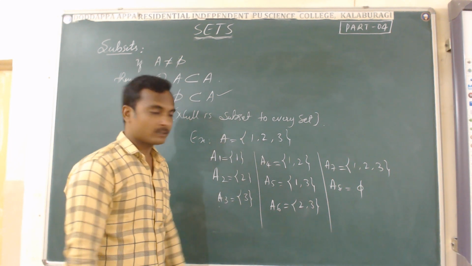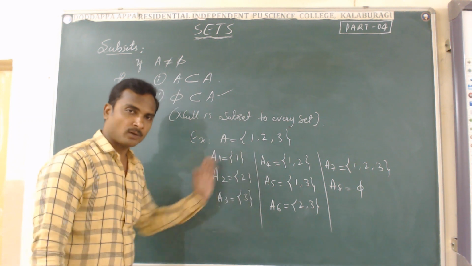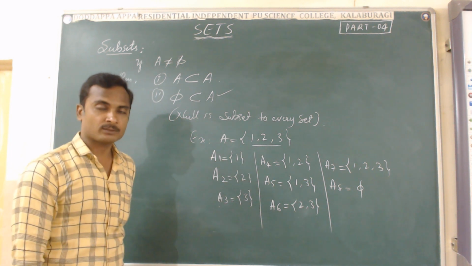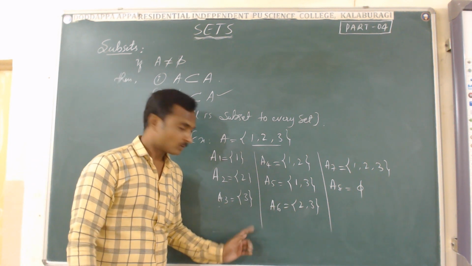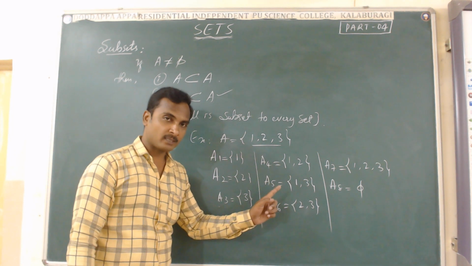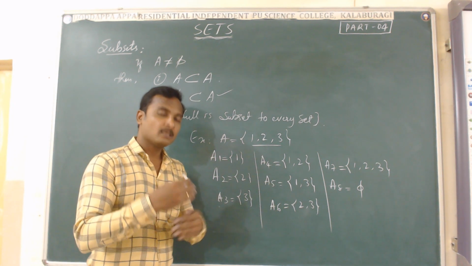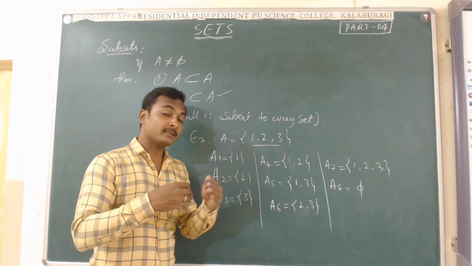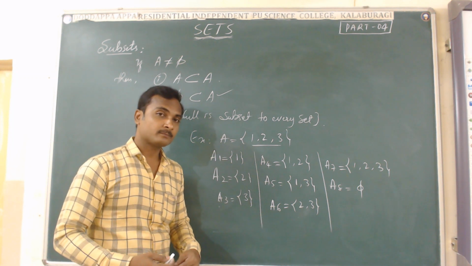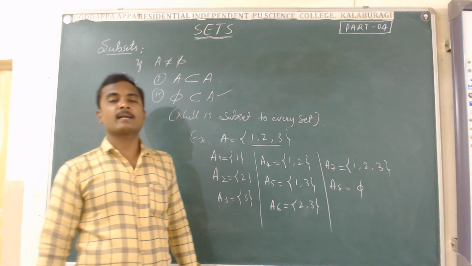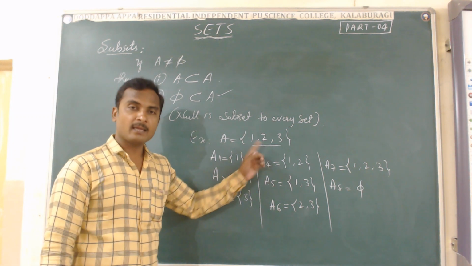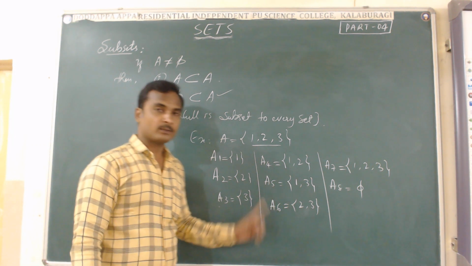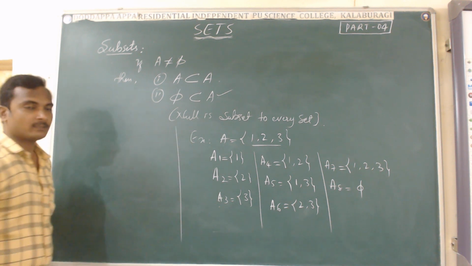Therefore, remember, you observe these. What is the total number of elements? 3 elements are present. What is the total number of subsets? 1, 2, 3, 4, 5, 6, 7, 8 subsets. Then is there any relation between the total number of elements of the given set A and the total number of subsets obtained? Yes, there is a relation. You can observe here on this side.